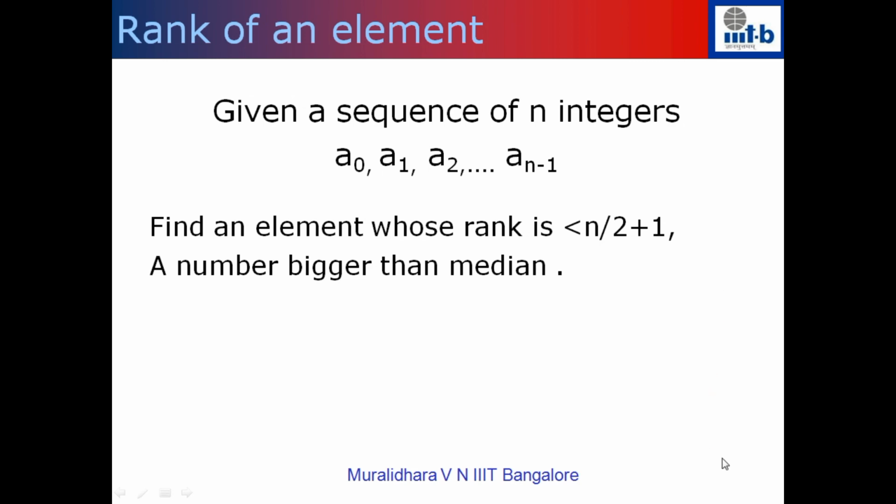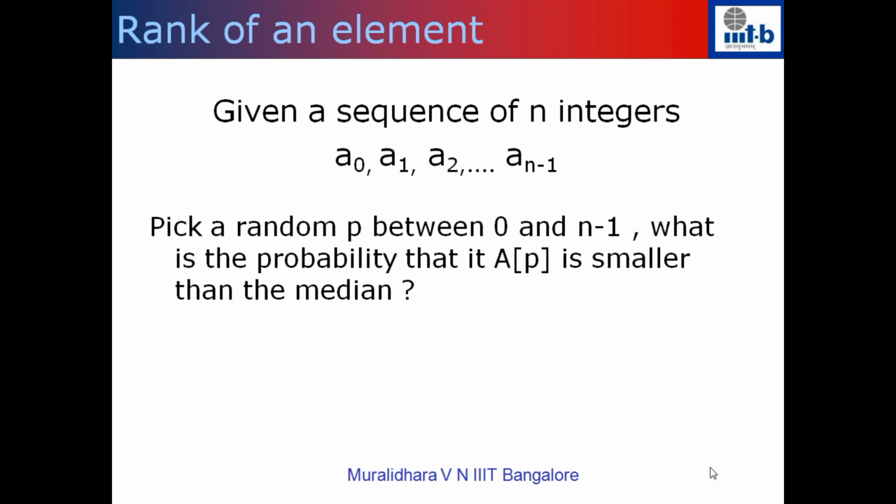Let's think of an easy algorithm for this. So let me pick a random p between 0 and n minus 1. So what is the probability that a of p is smaller than the median? Since the median is the number such that exactly half the numbers are smaller than the median, exactly half the numbers will be bigger than the median. So if I pick a random element from the given set of numbers, then the probability that this is smaller than the median is exactly half. The probability that it's greater than the median is also half.